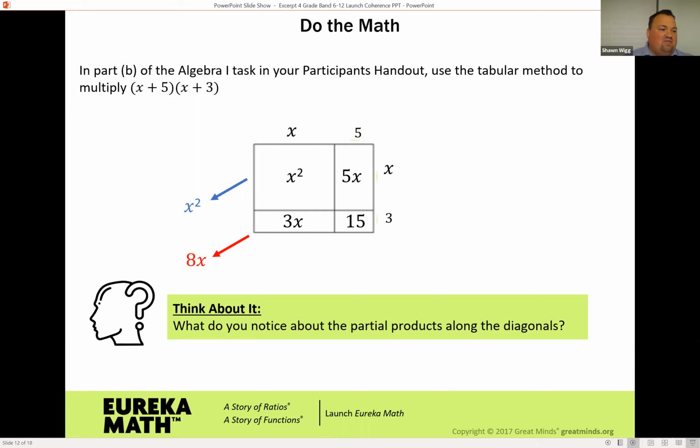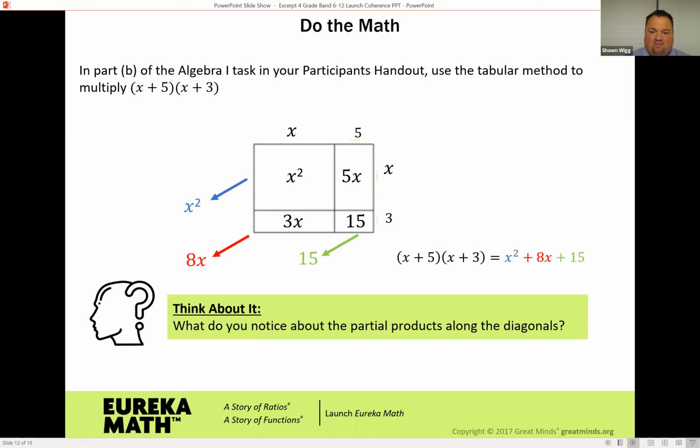Excellent. And then someone mentioned there in the back, what did you say about the last one? Yeah, exactly. You have just the 15. Excellent. So we have the x squared, we have 8x, and we have 15. So when we just had whole numbers earlier, we added them all together to get our answer. Do you think that method's going to work here?